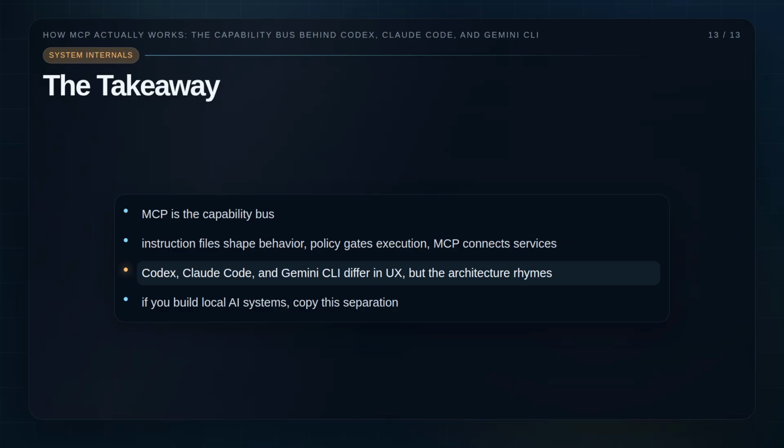That is why MCP matters. It gives you a portable extension seam for capabilities without forcing all of agent behavior, trust, and context into one tangled prompt blob. If you're building local AI tools, keep those layers separate. It will make the system easier to extend, easier to debug, and much easier to trust.